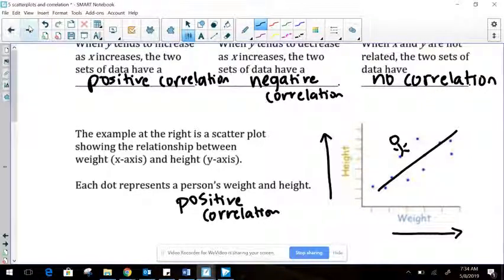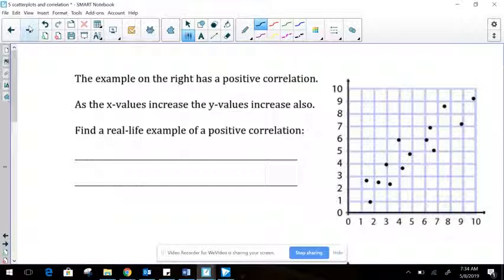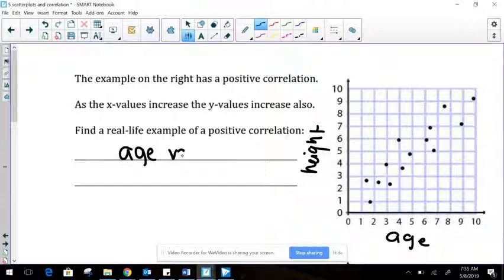Let's turn to the next page. We have an example of a positive correlation. Let's think of an example. See if you can think of one in your head. All right, I've got one here. How about as your age increases, what is your height? Age, height. This scatter plot would probably only stop though around age 20, because after age 20, most people are not still growing taller.